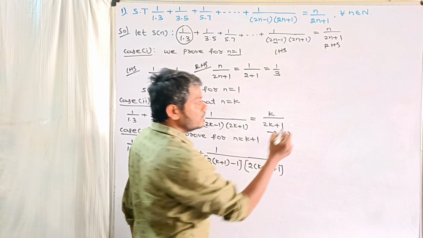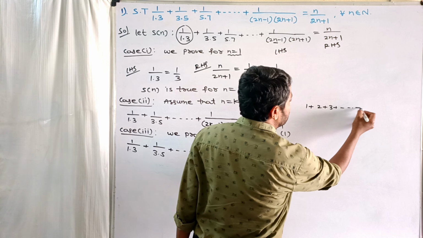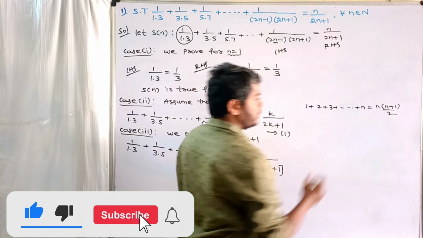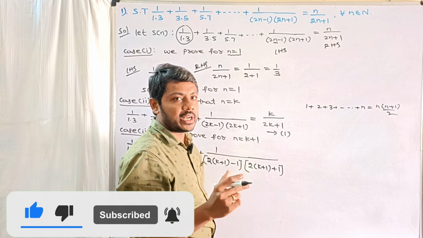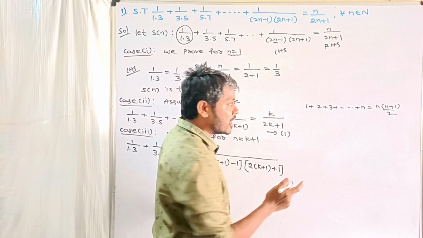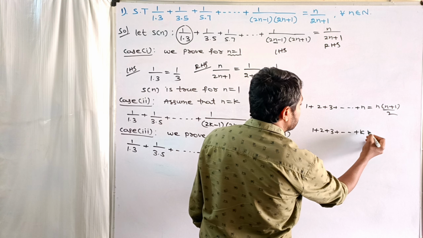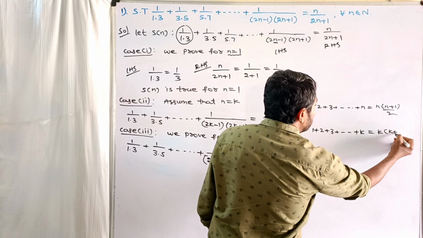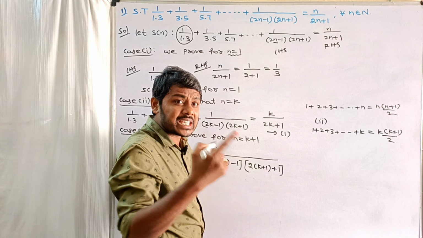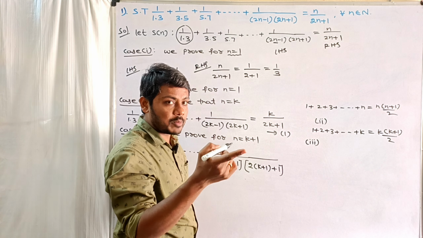So here, for example, 1 plus 2 plus 3 plus and so on n, which is equals to n into n plus 1 by 2. This is any statement. So here what is the second case? Assume that n is equals to k, which means 1 plus 2 plus 3 plus and so on k is equal to k into k plus 1 by 2. Which is case 2. And what is case 3? Here case 3 is you prove for n is equals to k plus 1.